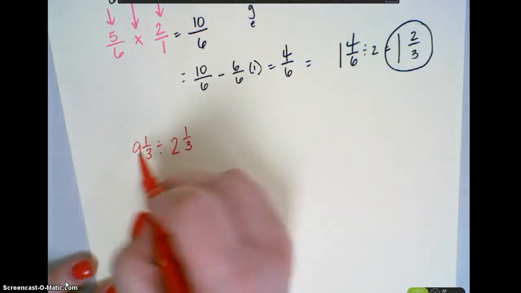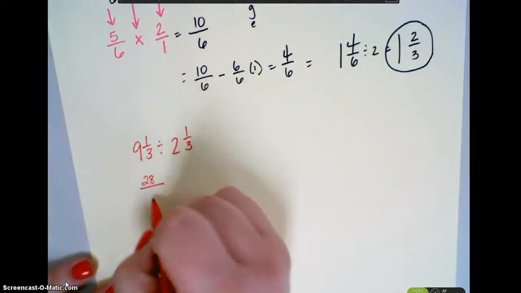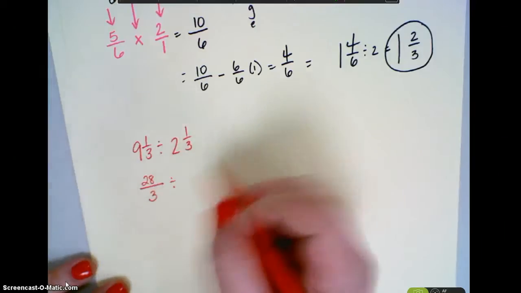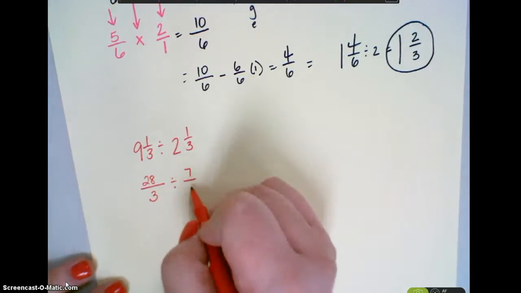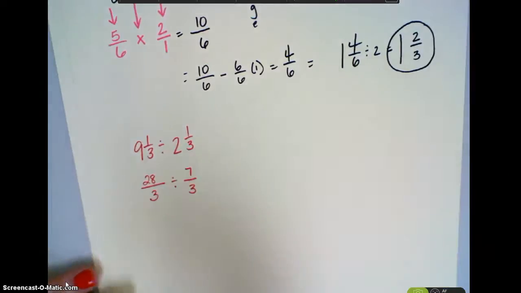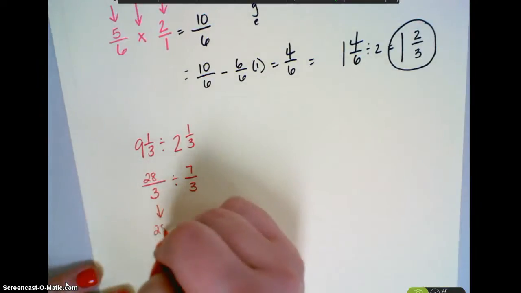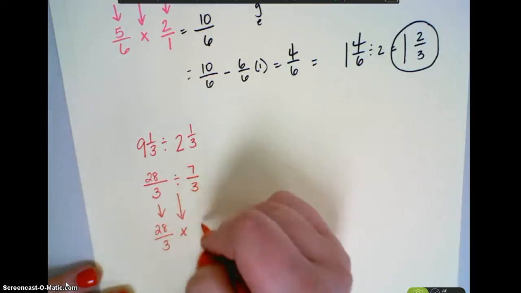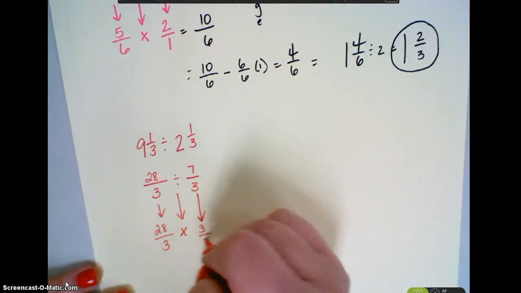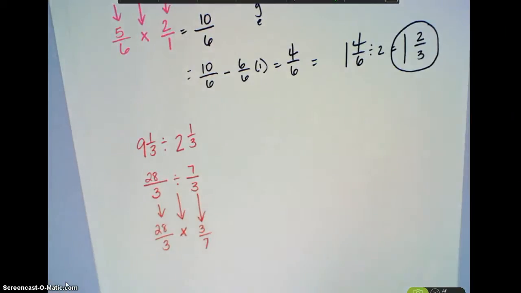3 times 9 is 27, plus 1 is 28, so I've got 28 thirds divided by 2 times 3 is 6, plus 1 is 7, so 7 thirds. Right? Now I will keep 28 over 3, change, and then flip. So here is where that cross canceling can come in handy.